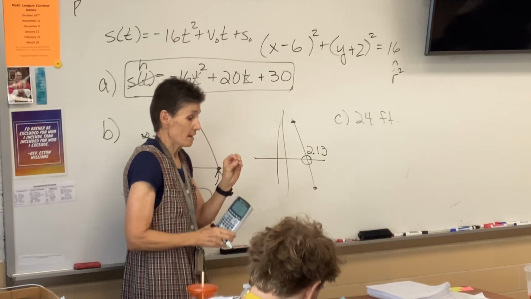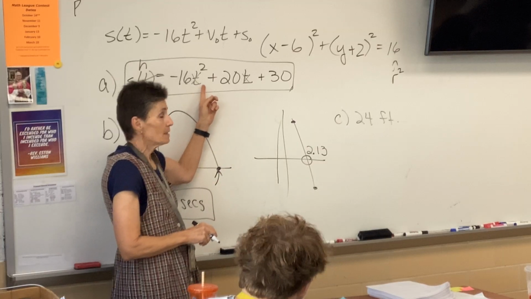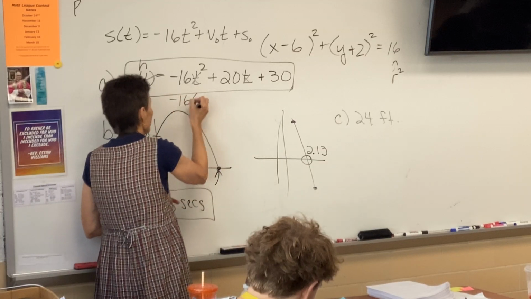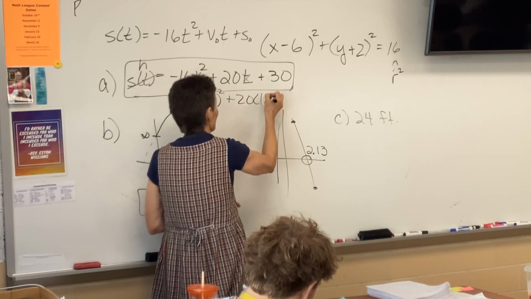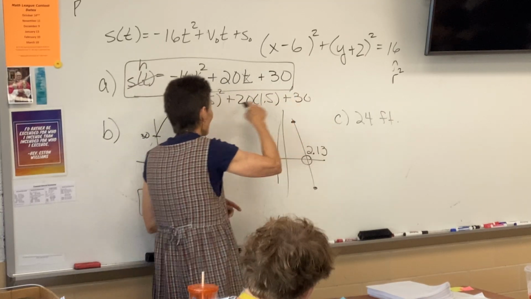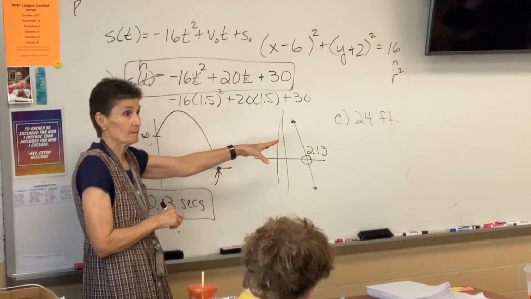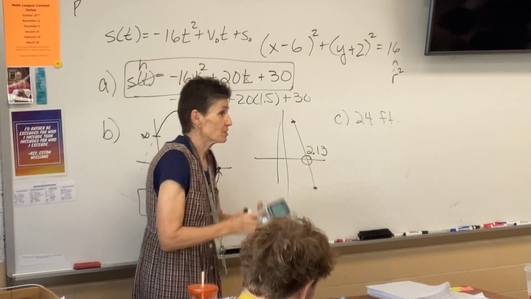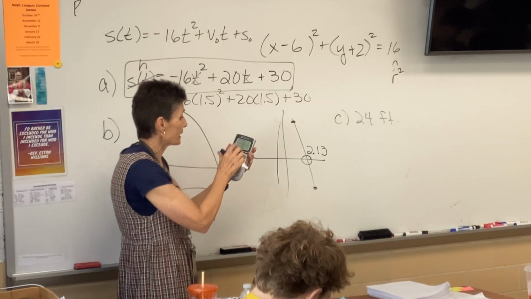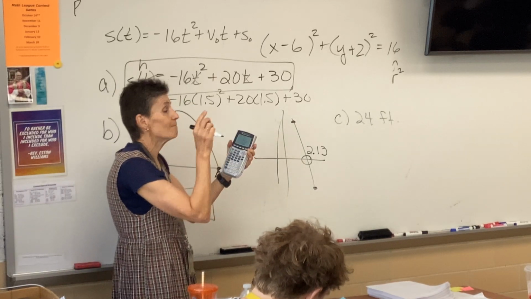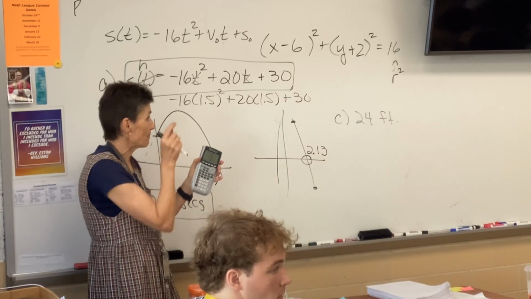So again, that 1.5 is a time. So if you want to put 1.5 into your equation and work that out, you'll get 24 feet. But since you already have the equation in your calculator, you can second, trace, value. First option is value. And then type in 1.5.